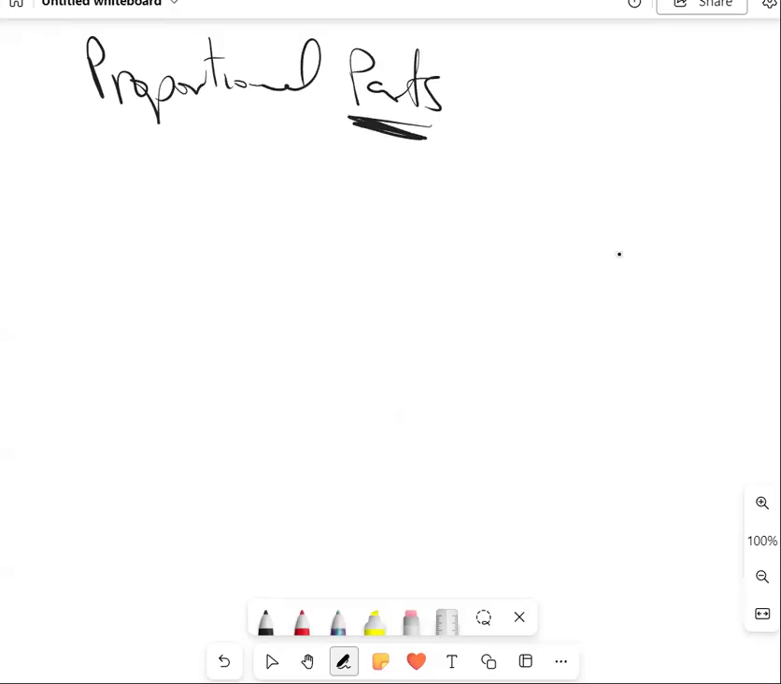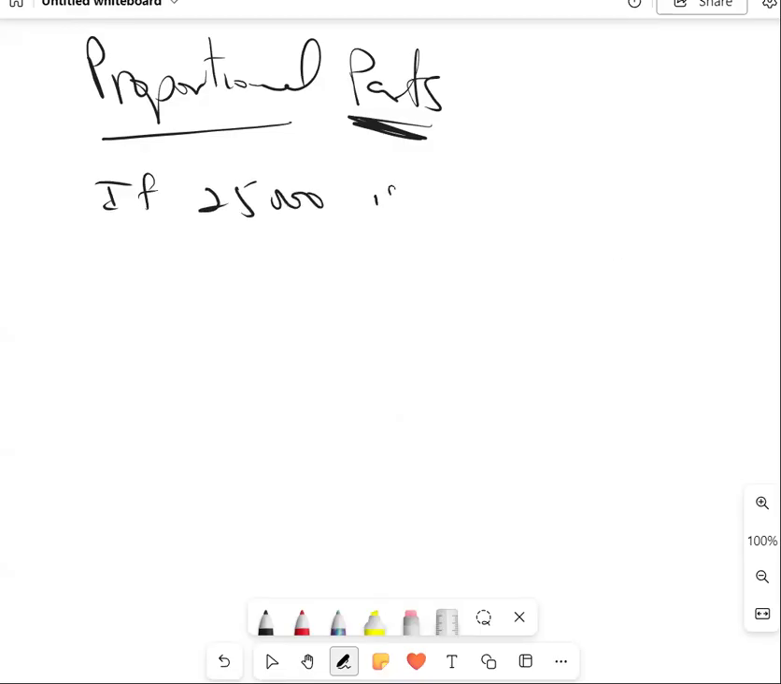So you will hear something called proportional parts. I want to focus on the parts now. You might have a situation like this. This is the example I was giving in the notes I sent you.